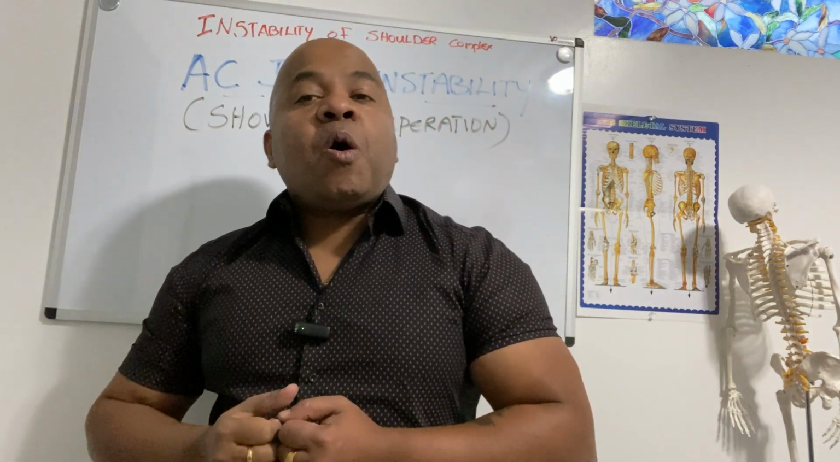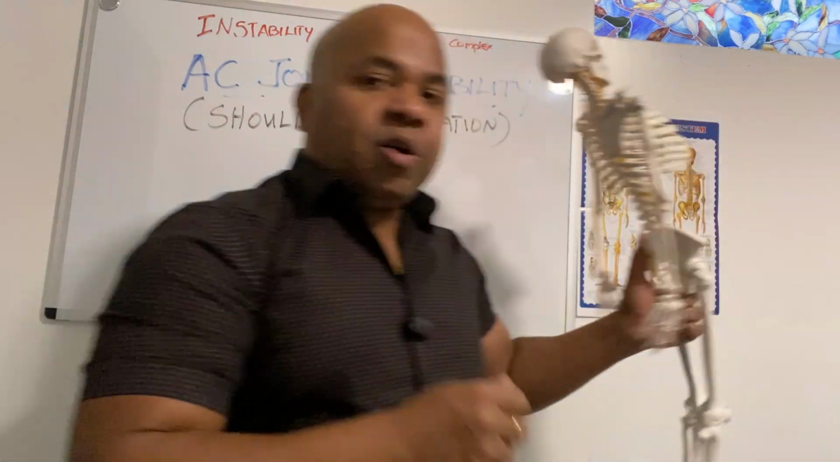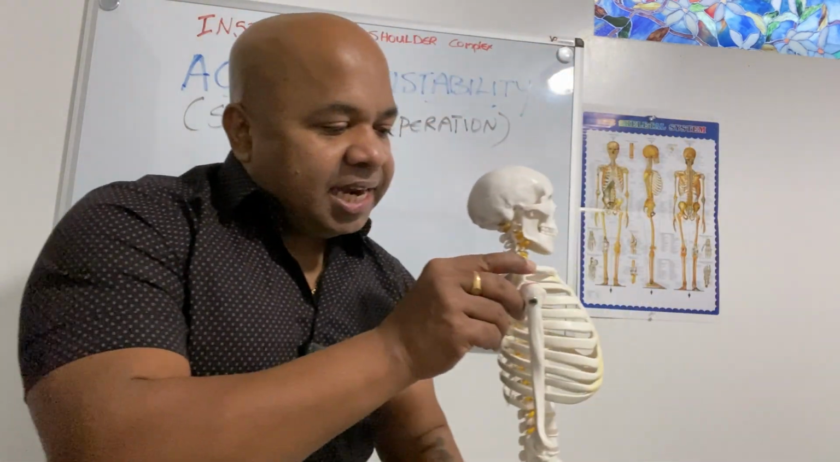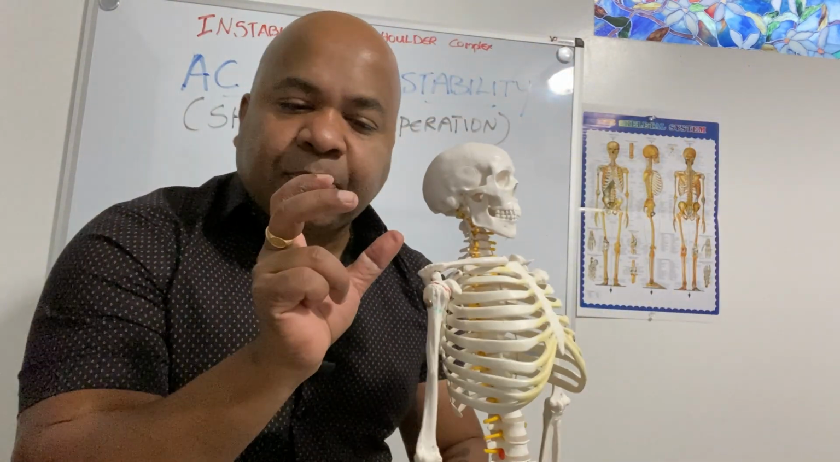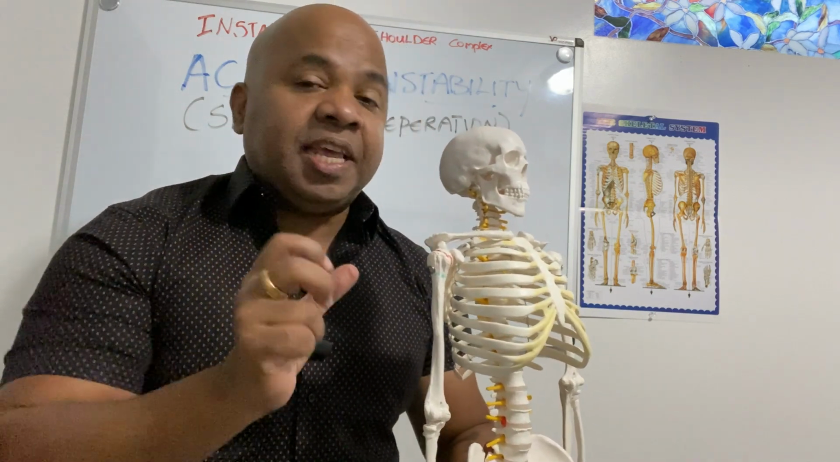Now let us see the first movement. Which is the first movement? The internal and external rotation of the scapula. So what is an internal and external rotation of the scapula? The scapula moves internally and the scapula moves externally.